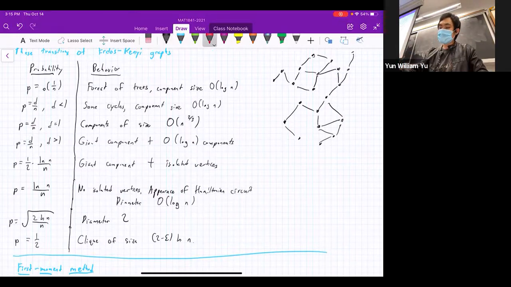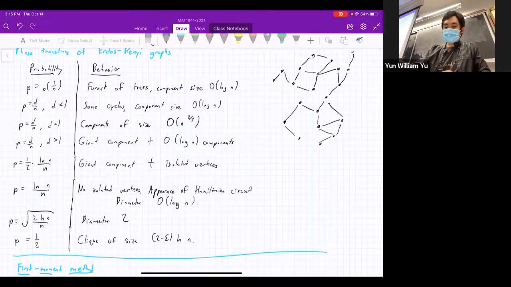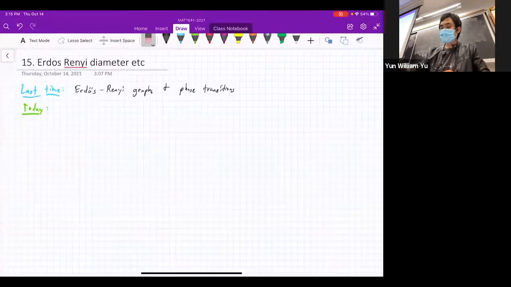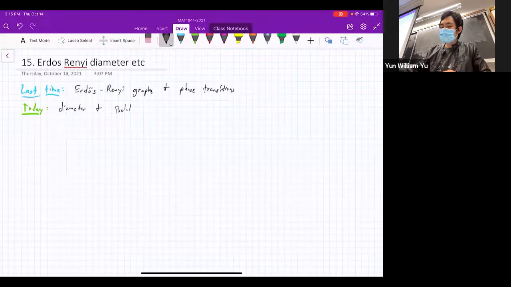One of the phase transitions we're going to be talking about today is diameter. At this particular probability of having an edge, the diameter suddenly becomes 2 almost surely. So once you get past this, the diameter becomes very small, and with high likelihood, every node in the graph is no more than distance 2 away from every other node. So that's what we're going to get started with. We're also going to talk about the disappearance of isolated vertices. So today: diameter and isolated vertex phase transitions.